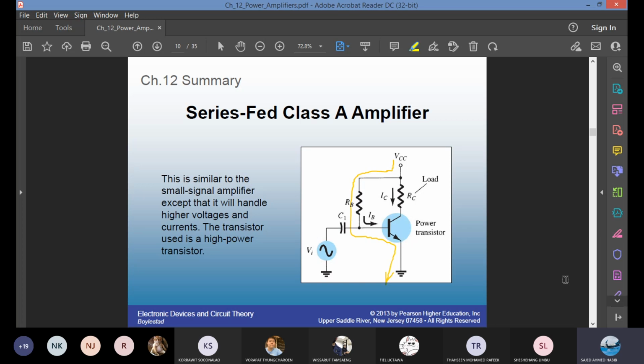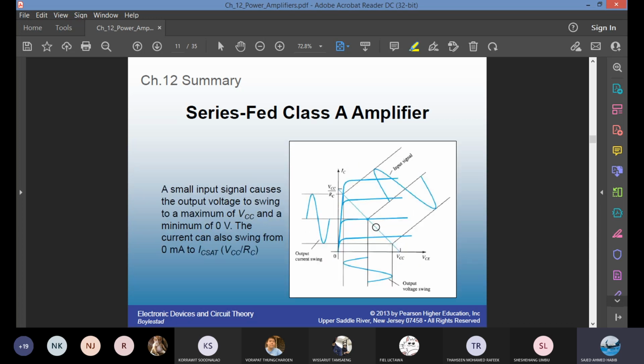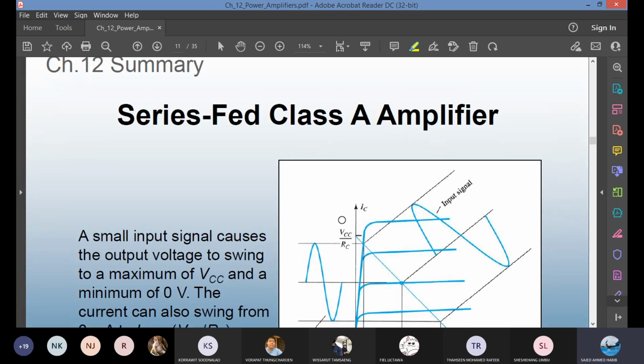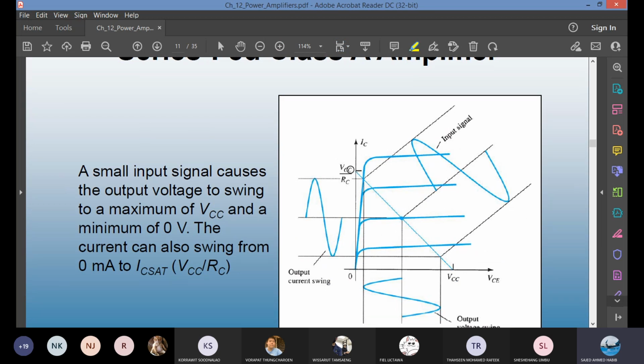You also know IC equals beta IB. On the output loop, you have VCC minus IC RC minus VCE equals 0. Hence, VCE will be VCC minus IC RC. That way you can find the DC load line. If we go to the next slide, let me point out the DC load line. This slanted line is the DC load line.